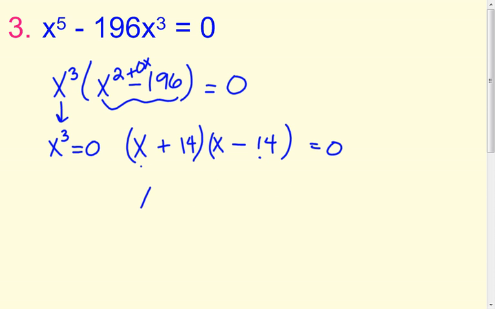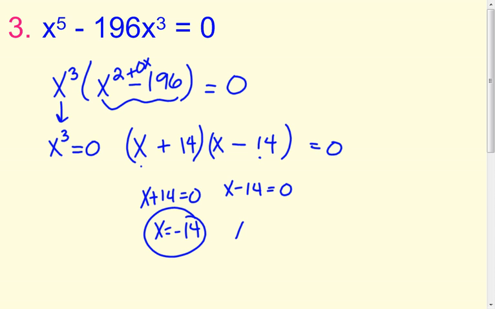And if you did it that way, of course, you'd go x plus 14 equals 0, x minus 14 equals 0. So of course, x equals negative 14 here and positive 14 here. And then right here, of course, you have x equals 0, and because it's cubed, it will be a triple root.